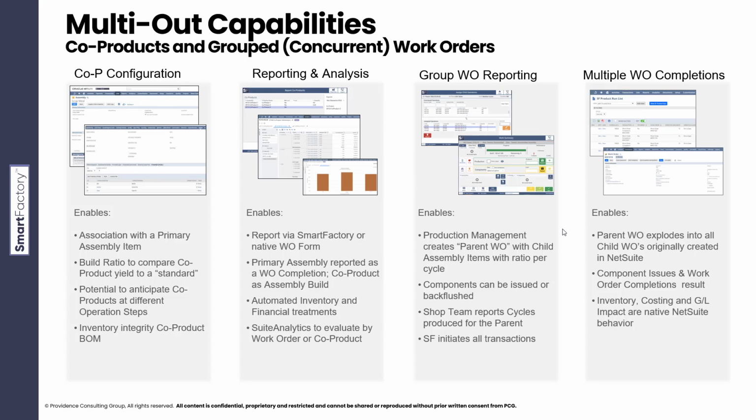Components can be issued or backflushed as they normally would. The shop team will report in cycles that work center typically reports in, and SmartFactory will initiate all the transactions. Those transactions will be individual work order completions for each of those original work orders that we group when we physically ran them concurrently in the production operation. Let's go look at the SmartFactory solution.